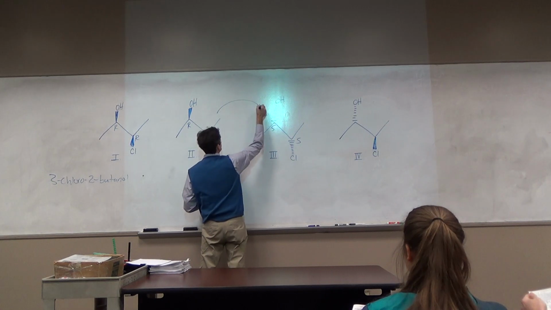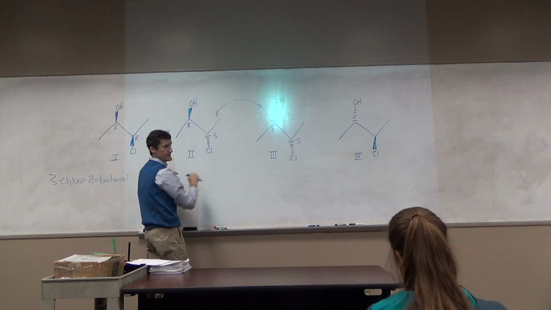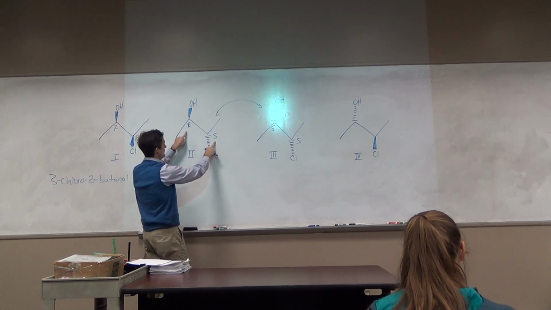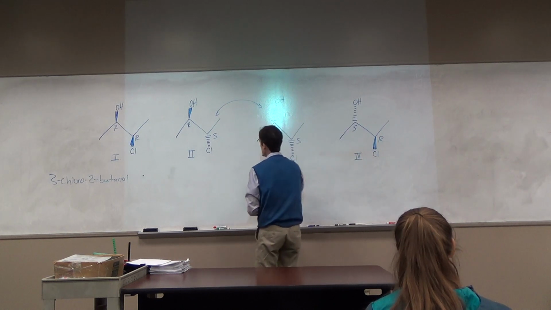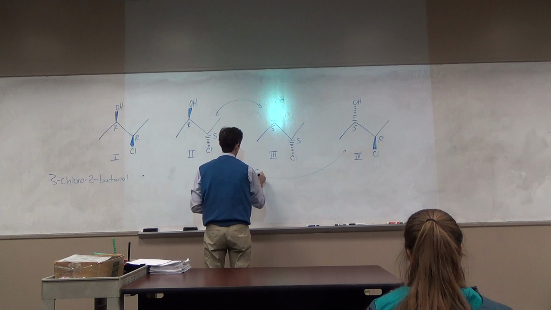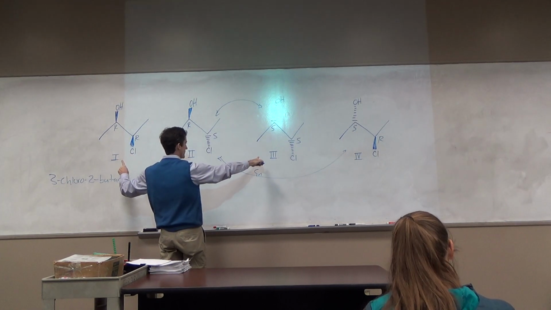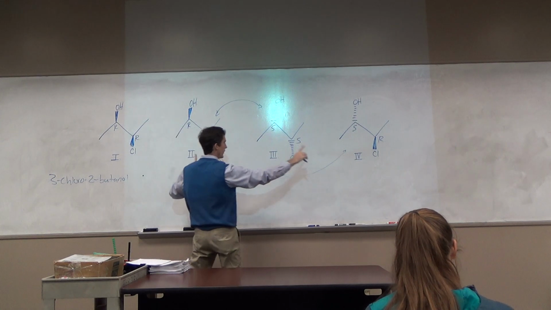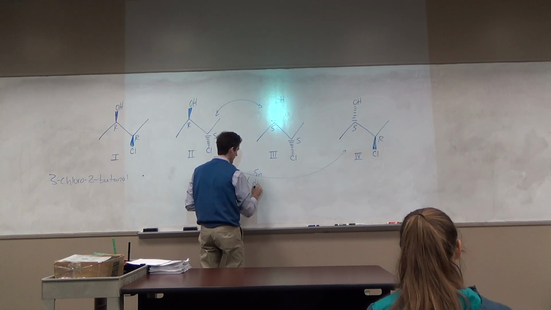Relationship between these two. If RS looks in the mirror, it doesn't see SS. What does RS see in the mirror? SR. These two are what? Enantiomers. 1 and 3 are enantiomers. We've already said that. 2 and 4 are enantiomers.